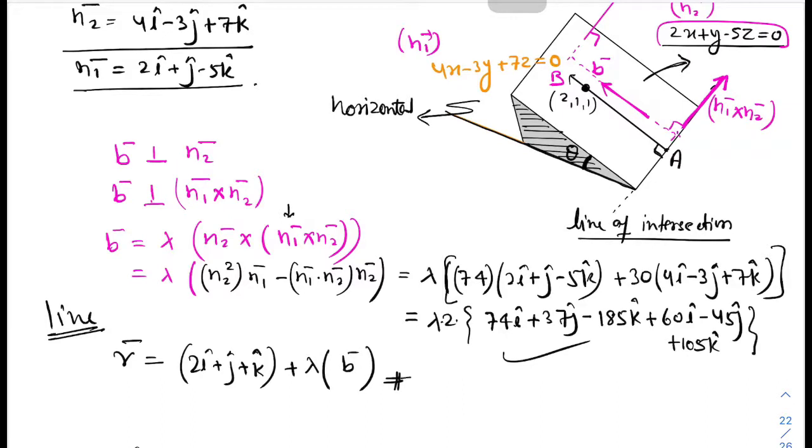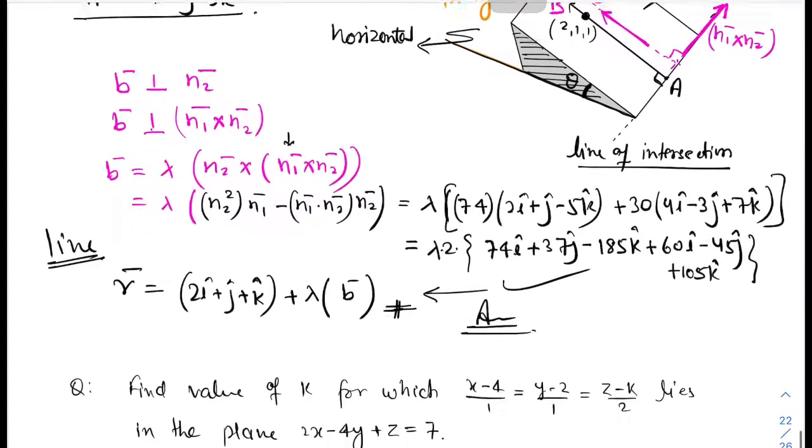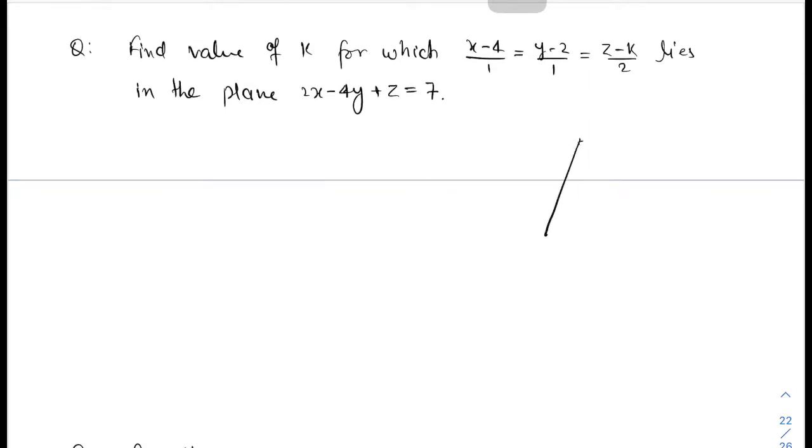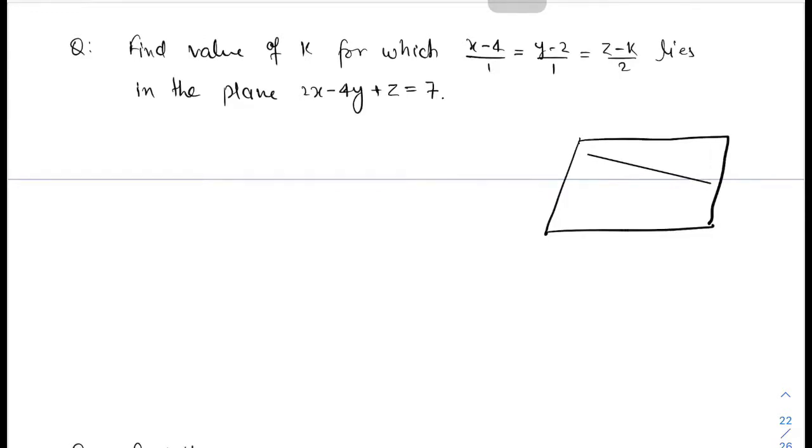You can simplify this b and put here to get the answer. Okay, let us move on to the next question. What is the value of k for which this line lies in the plane? If this is a plane and this line is completely lying inside the plane, then the parallel vector of the line, that is b vector, and the normal vector of the plane must be perpendicular. Then only the line can be in the plane.